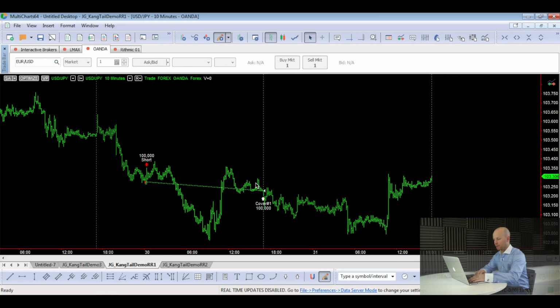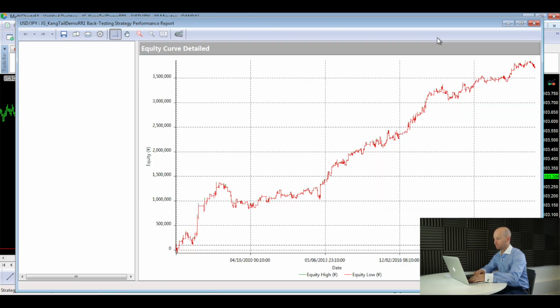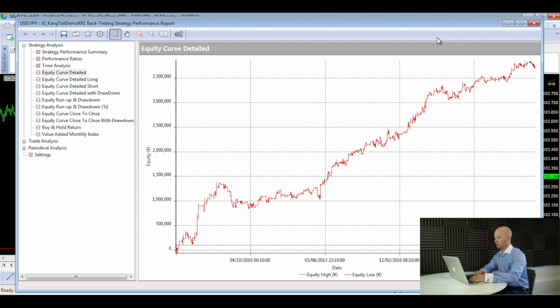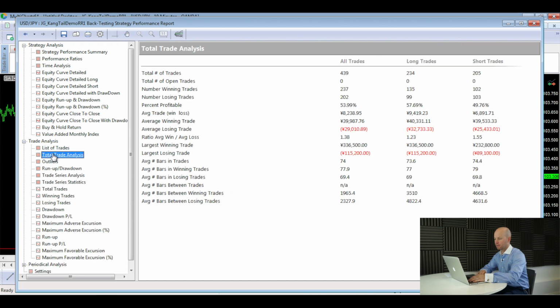First of all, we'll look at the original strategy and the performance report using the original time-based exits, where we're exiting at the end of the session. Here's the equity curve, and it's a quite reasonable, uptrending equity curve over those 13 years. Let's have a look at the total trade analysis. We've got 439 trades, an average trade of 8,200 yen. So let's now have a look at the strategy where we've introduced that reward to risk ratio style price target.